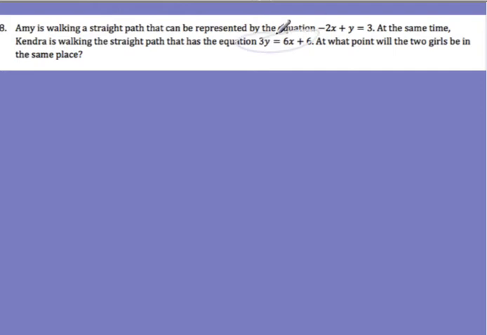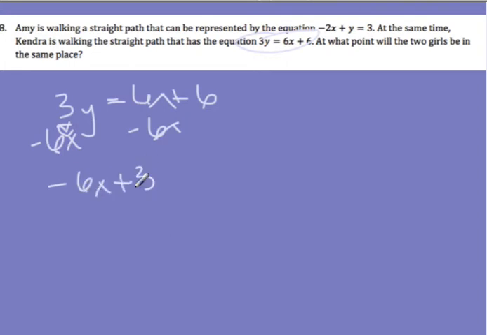So I need to take this second equation right here, and I need to actually get it into standard form. So I have 3y is equal to 6x plus 6. So I'm going to go ahead and subtract 6x from both sides. Now I can't add those two together because they have different letters. So I get negative 6x plus 3y is equal to 6. That's for Kendra. Now I'm going to go ahead and combine Amy with that.